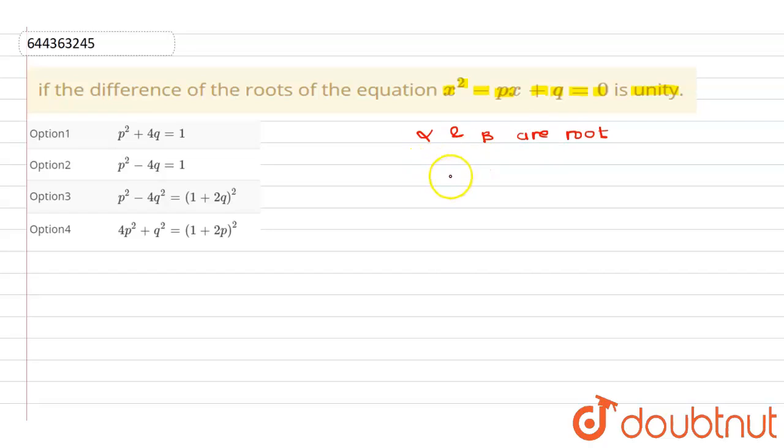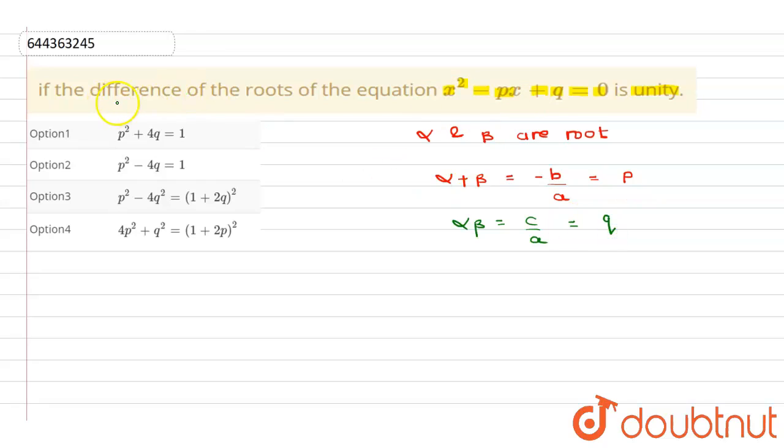From this we can conclude alpha plus beta, which is the sum of roots, which is represented by minus b by a, is equal to minus b, which is minus p divided by 1, because the coefficient of x square is 1. Therefore, this is simply equal to p. Similarly, the product of roots, which is alpha into beta, will be equal to c by a. In this case, c by a is equal to q, because c is q, and the coefficient of x square is 1. Therefore, this is q.